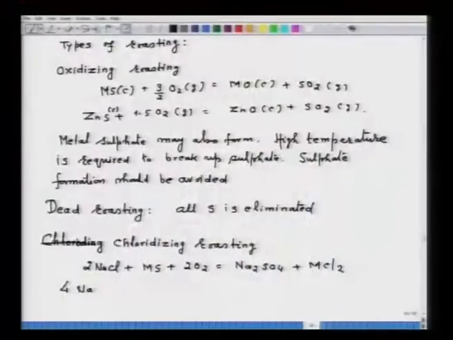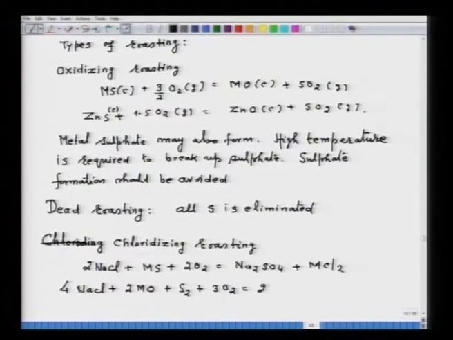Another is the indirect chlorination, where you use a reducing agent, that is 4 NaCl plus 2 MO plus S2 plus 3 O2, equals 2 Na2SO4 plus 2 MCl2. So, chloridizing roasting is done to convert a sulphide into chloride, or an oxide also into chloride. That is what chloridizing roasting is.